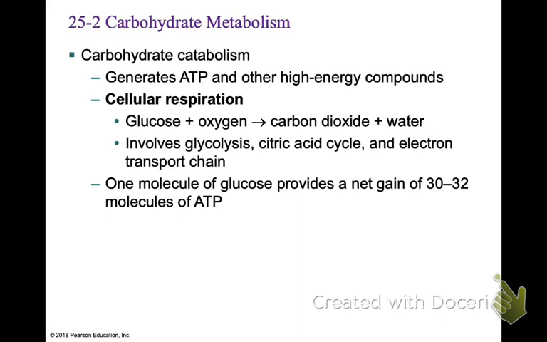So when we look at the respiration of glucose, we're talking about cellular respiration, which is extracting the energy out of the glucose by combining it with oxygen and generating carbon dioxide and water.